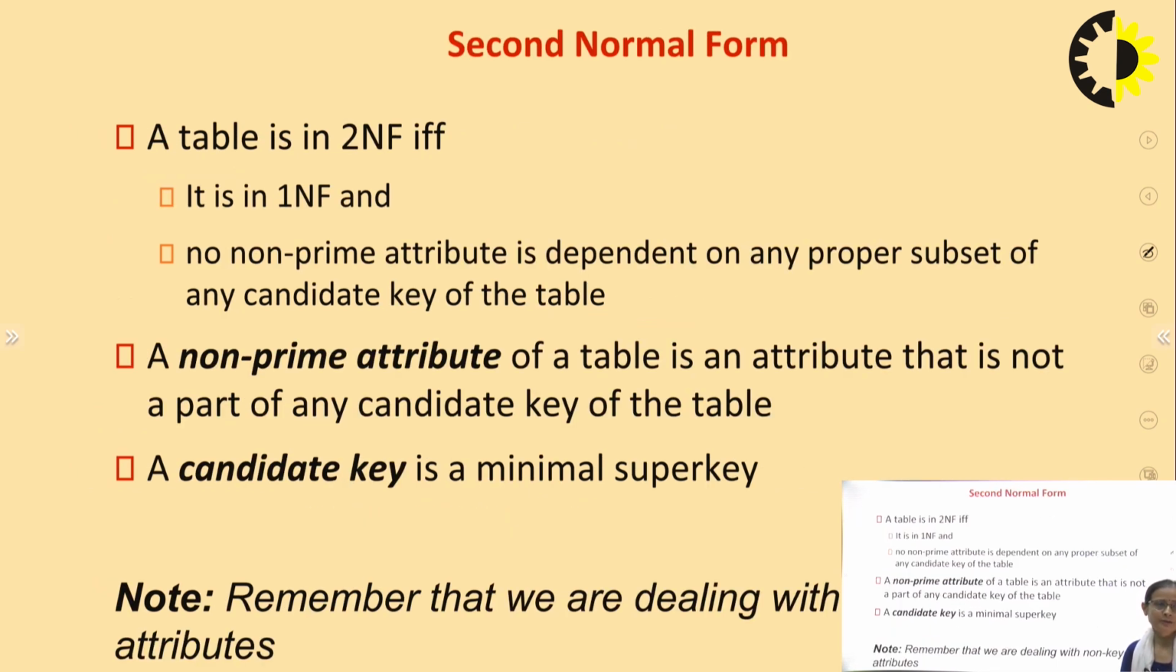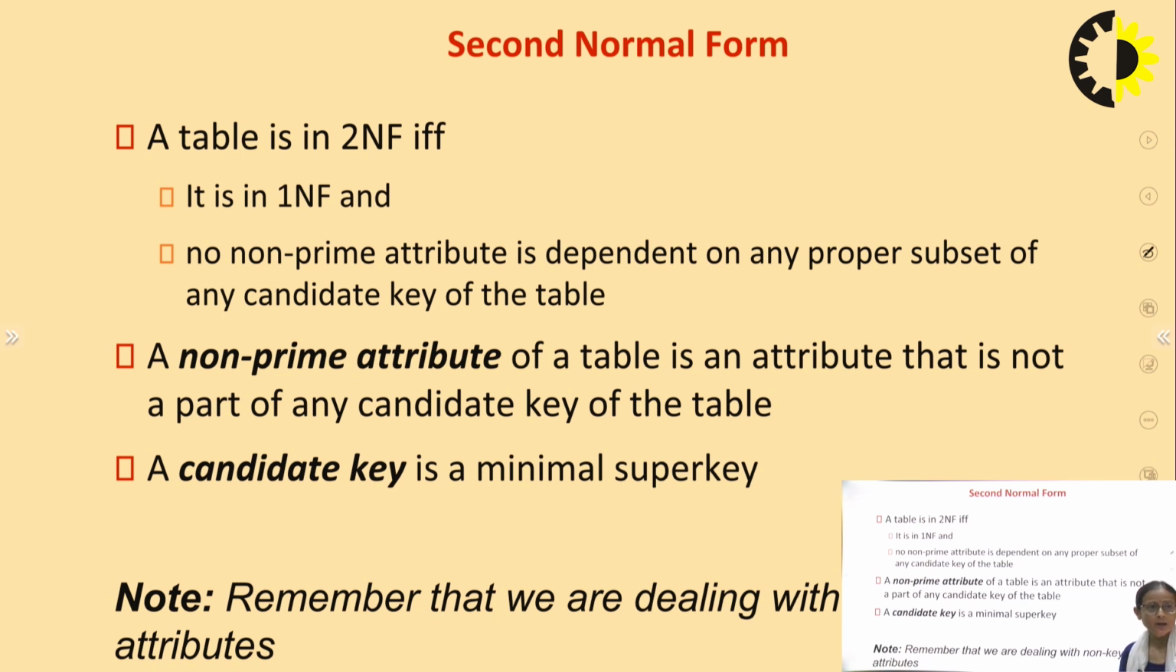So, after functional dependency, let's see what is 2NF, that is the second normal form. We say a table is in 2NF if and only if it is in 1NF and no non-prime attribute is dependent on any proper subset of any candidate key of the table.